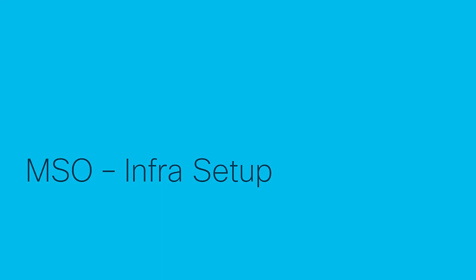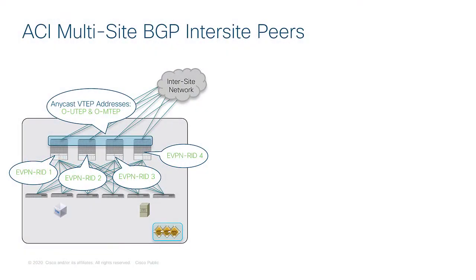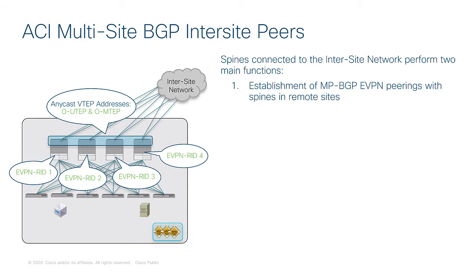With that being said, let's talk a little bit about what we need to do to set up what we call infra in MSO. So let's begin with a really quick review about some of the IP addresses and interfaces that you need to be aware of when you first set up your site to connect to an inter-site network. The spines play a key role here, and they have two main functions. So the first is the spine will be the ones that will establish MPBGP EVPN peerings with any other participating spines in the remote site. Now, we can control which spines participate in a multi-site network when we configure the infra options in MSO, and I'll show that to you in a little bit.